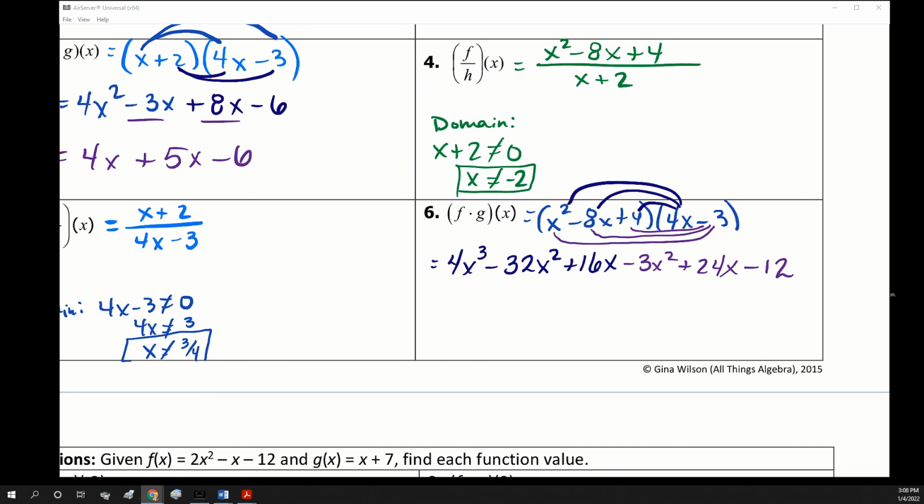Okay, and then from there, you're going to combine your like terms. So the only x cubed we have is 4x cubed. But we have negative 32x squared minus 3x squared. So negative 32 of them minus 3 more of them is going to give you negative 35 of them. Right? And then 16x plus 24x is going to be 40x. And then the minus 12 is just going to come down.